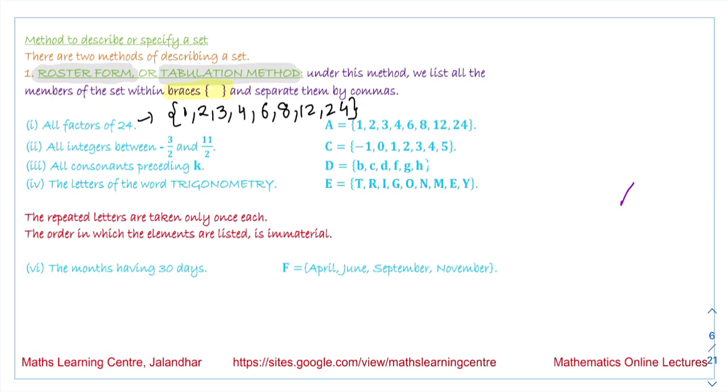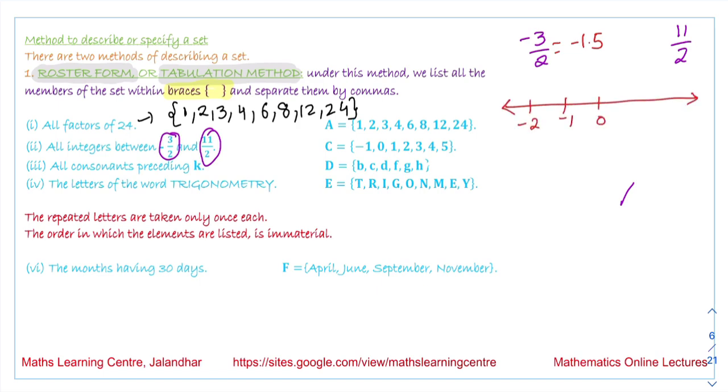Next is all integers between -3/2 and 11/2. So if we look at these numbers, -3/2 and 11/2. -3/2 means we are talking about -1.5. If we draw the number line over here, it is 0 over here, it is -1, -2, then it is 1, 2, and so on up to 5, and then 6. This number, 11/2, is 5.5.